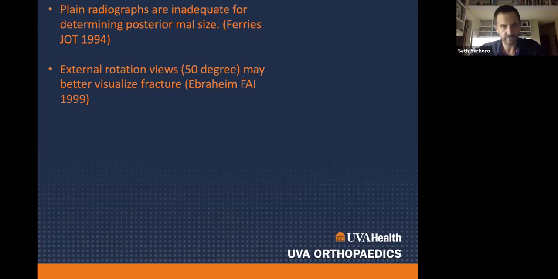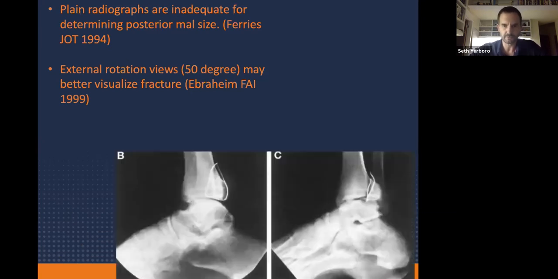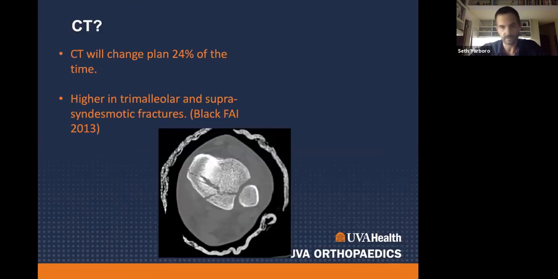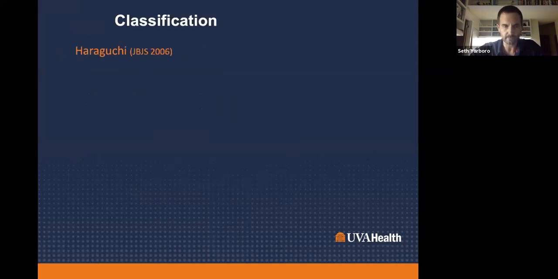Plain x-rays are tough. You know, the example we just showed, maybe they're inadequate. We chose to put in a screw for other reasons, but when you're looking at posterior malleolus size, plain x-rays can be deceiving. External rotation views like shown here can let you better visualize the fracture, but that gets to our next point. So what about CT? CT changes the plan about 1/4 of the time, and trimalleolar fractures, and those that are above the syndesmosis with the fibula fracture are more likely to change as a result of the CT. So when you start looking at the posterior malleolus, and we're thinking about fixing it, a CT scan can be really helpful.